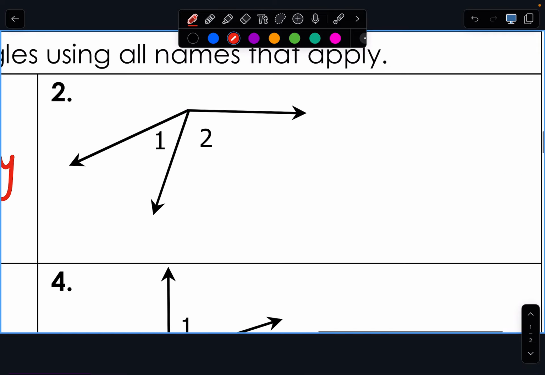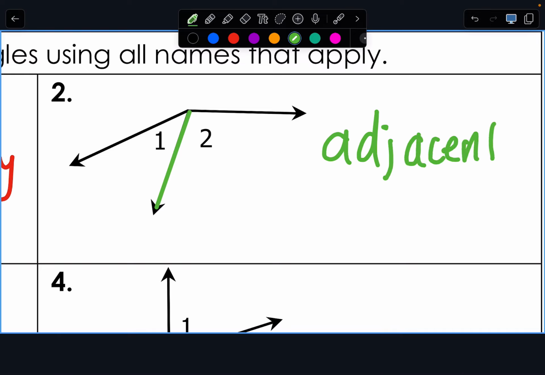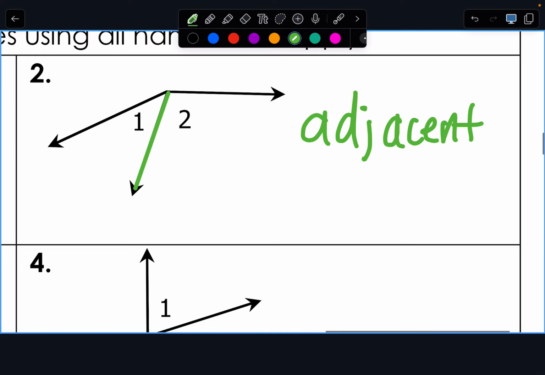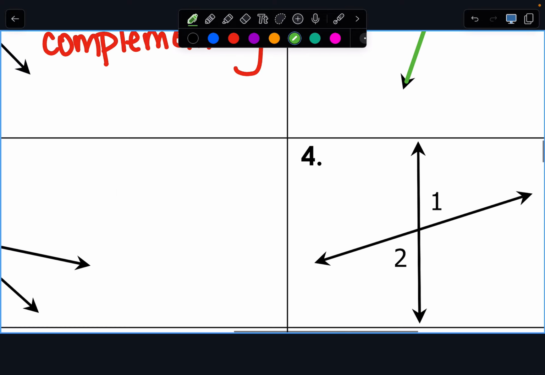Okay, in number two, what's true about this one? Armando asked, would these be adjacent? Yes. They share a side. They are next door to each other. Now, do these two make a 90-degree angle? No. So they are not complementary. Do they make a straight line? No. So they're not supplementary. The only special thing in this picture is that these two are adjacent. Okay?